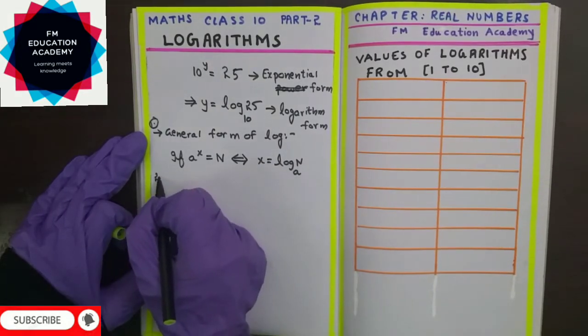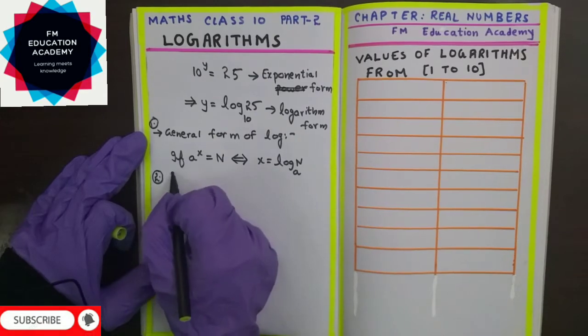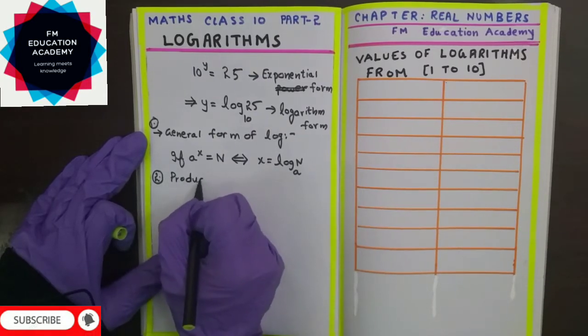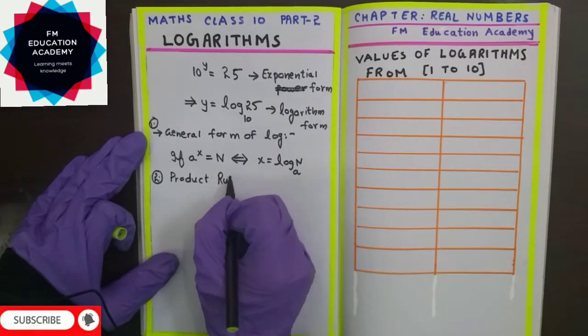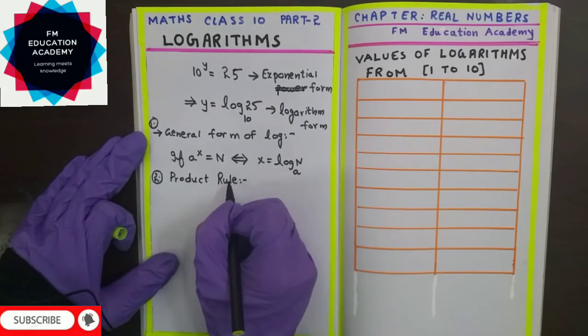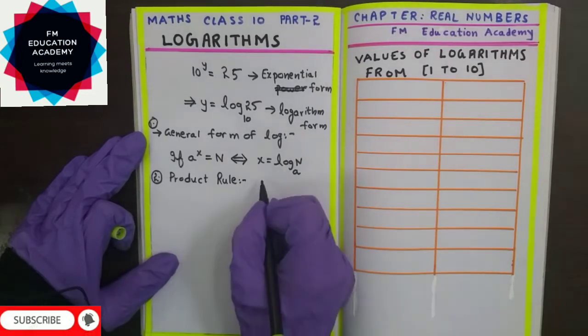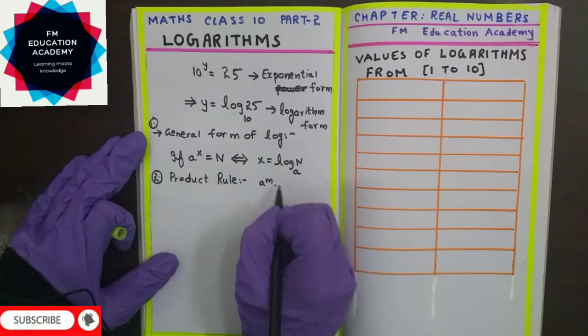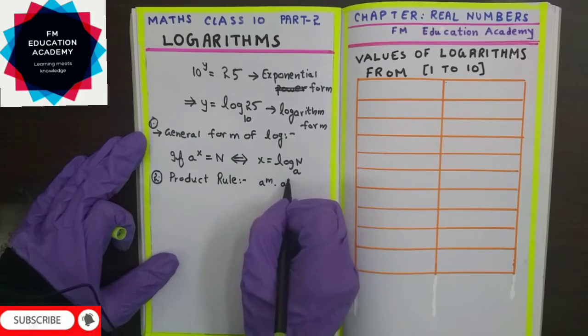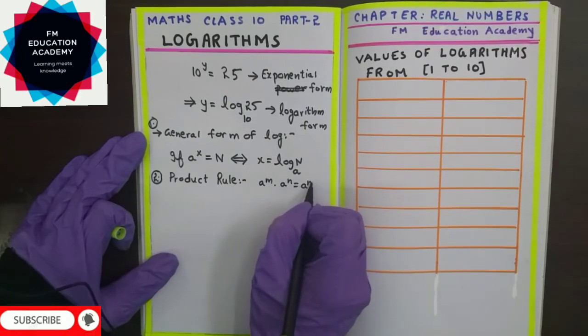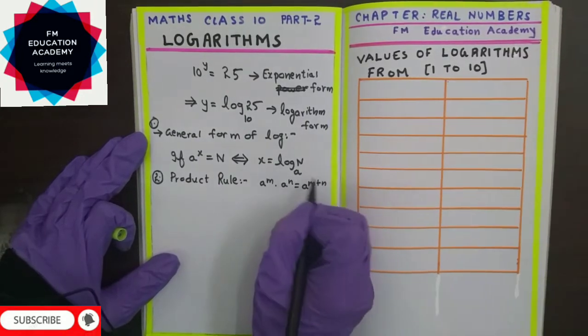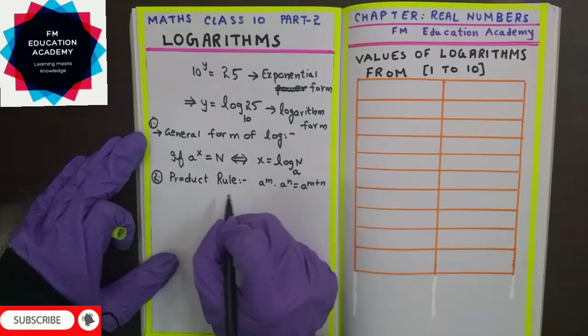Now let us move to the second formula. The second formula is called the product rule. In previous classes, you all have learnt about exponents and powers. As we know, a power m into a power n is equal to a power m plus n. Similarly, this can be used to write logs also.